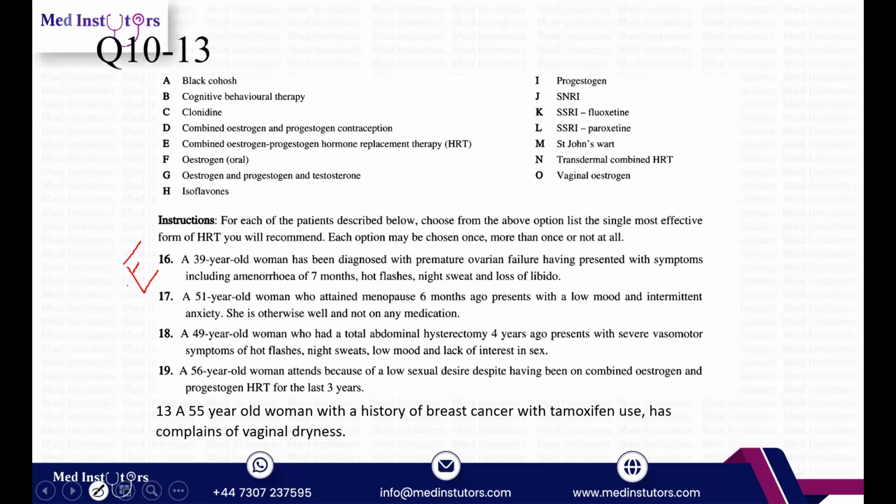So this is actually question number 11. Yeah, 17. Well, correct. This is CBT because she is having low mood and she's otherwise well. That is why we are just giving her CBT.